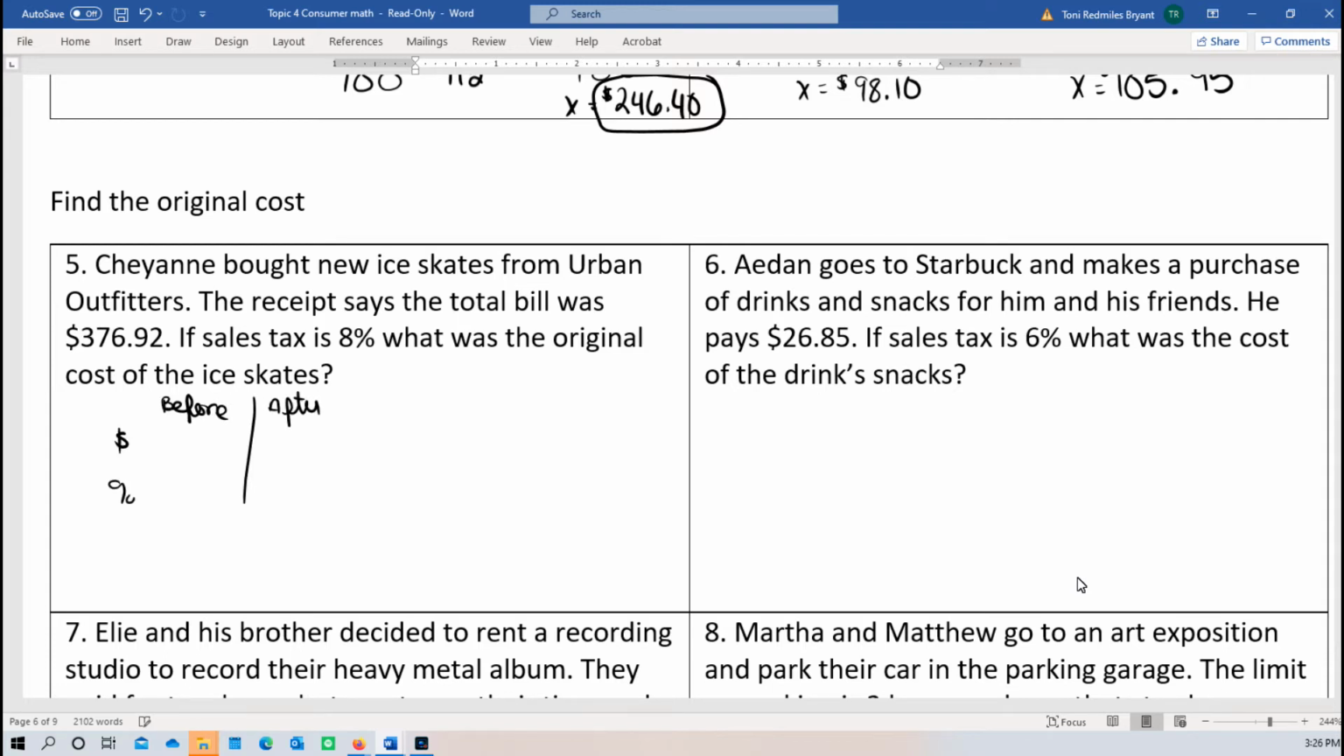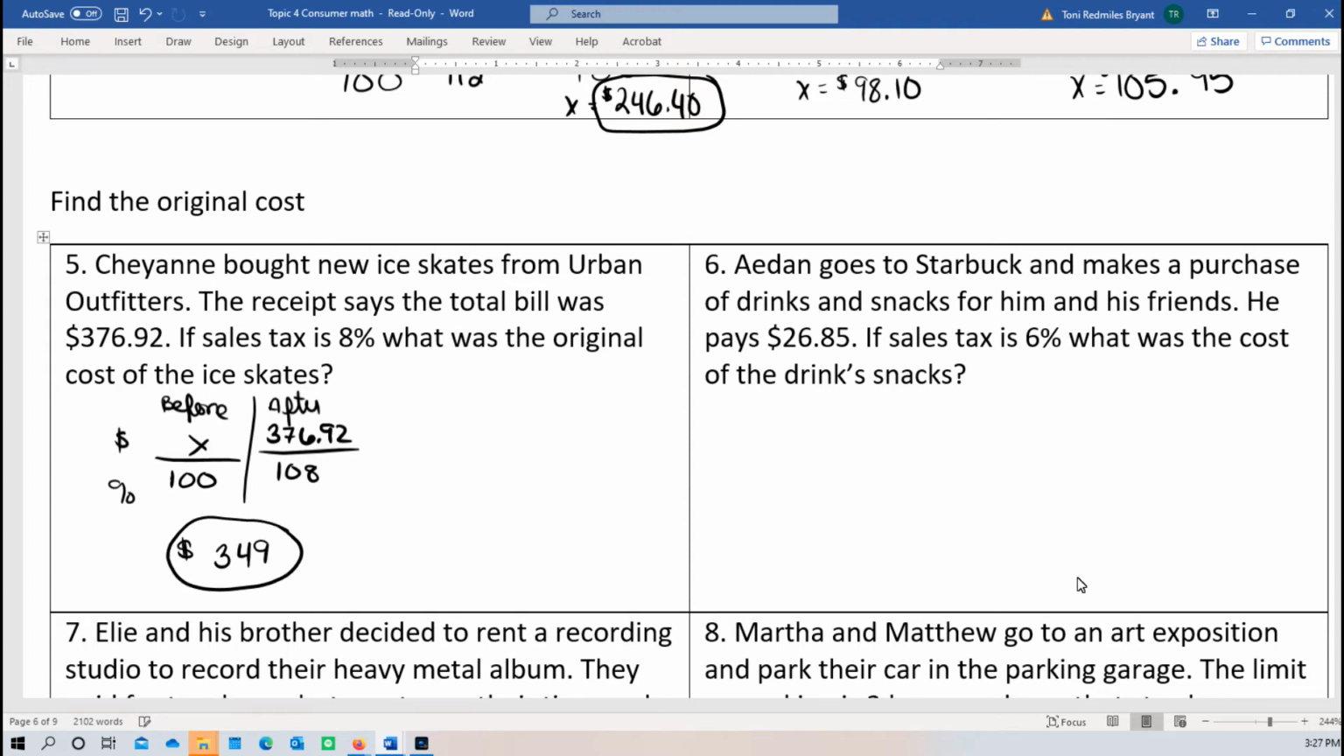dollars, and percent. So I have the after. I have after we paid 108% of the bill, but I don't know what the before is. All right, so I have to do this math. I have to do my 376.92 times 100 divided by 108. And that is going to be before tax. Her ice skates were $349.